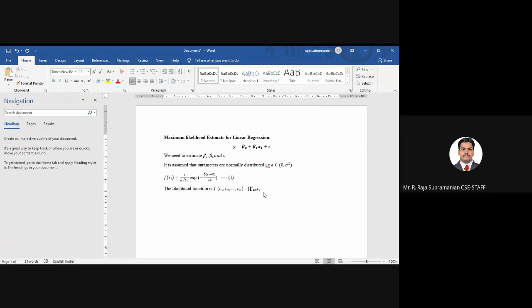So how can I take all the products? I can represent this as a capital F where I can take the product entirely. I can take the product of this entirely, but these terms will not change. These are actually constant terms, 1 by sigma root 2 pi. Everything is the same. The change will happen with respect to the epsilon alone. Here also I can write it as minus 1 by 2.